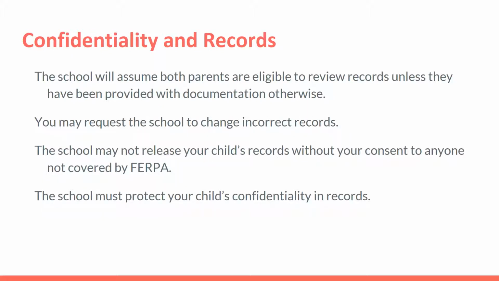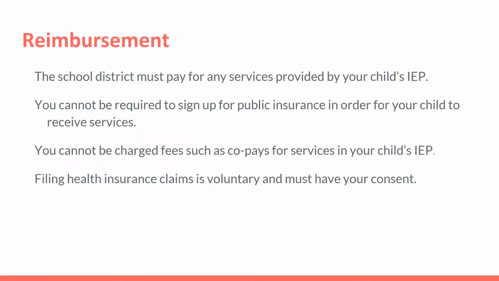The school will assume both parents are eligible to review records unless they have been provided with documentation otherwise. You may request the school to change incorrect records. The school may not release your child's records without your consent to anyone not covered by FERPA. The school must protect your child's confidentiality and records.